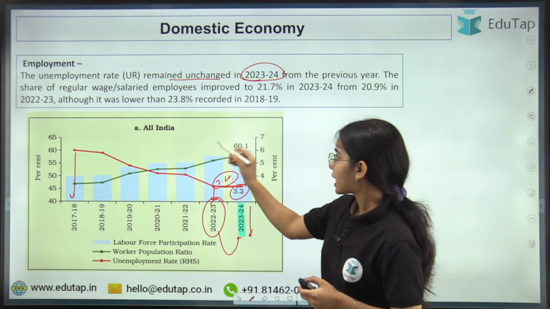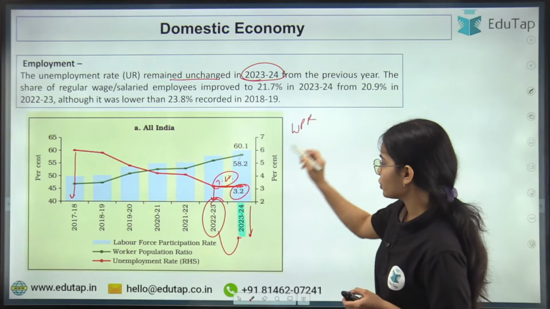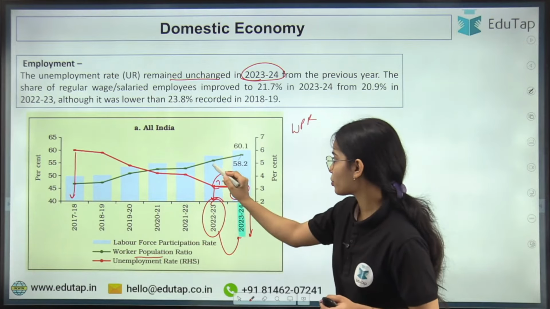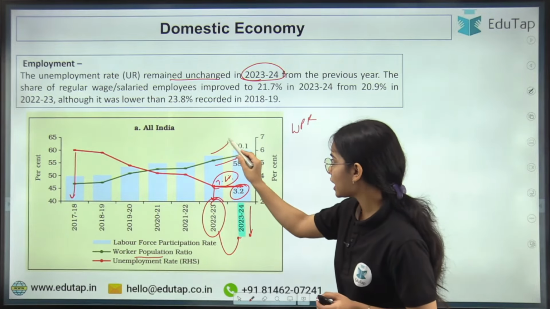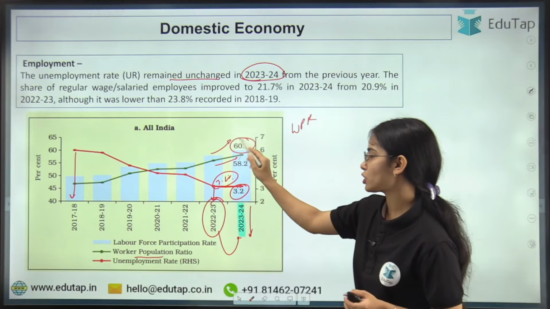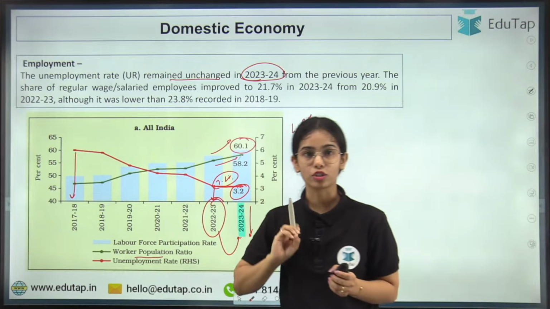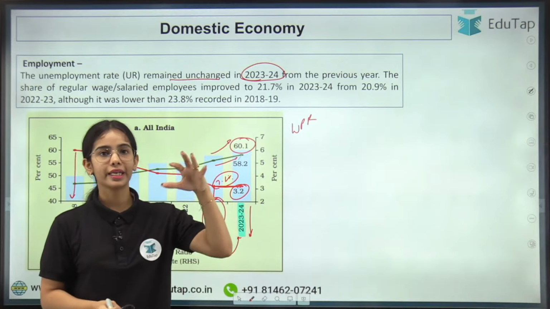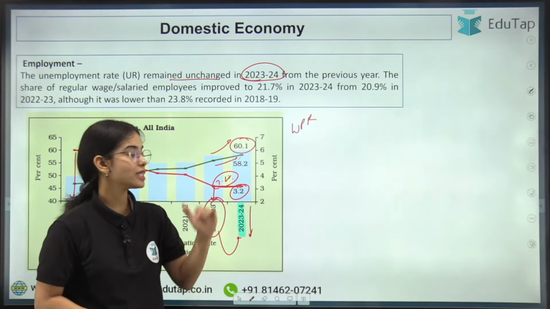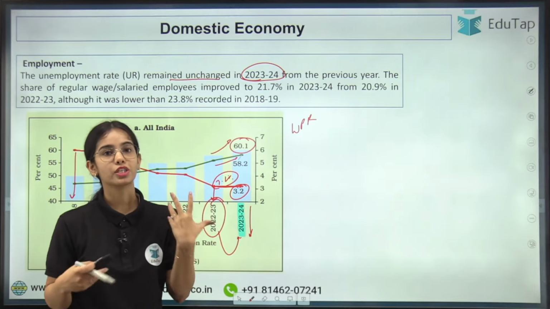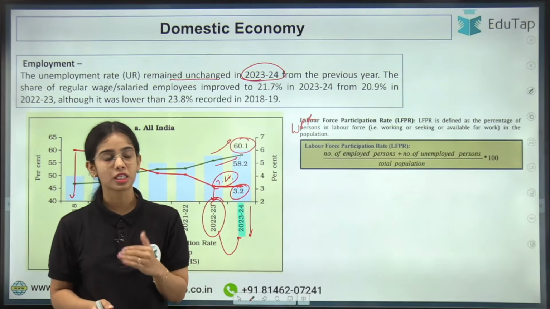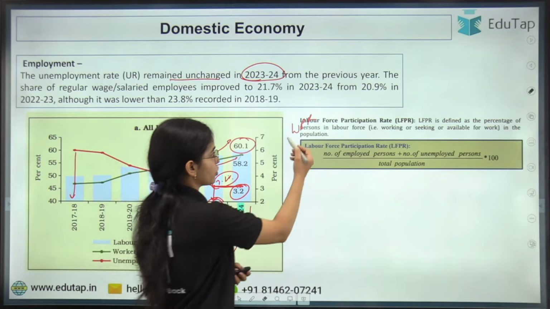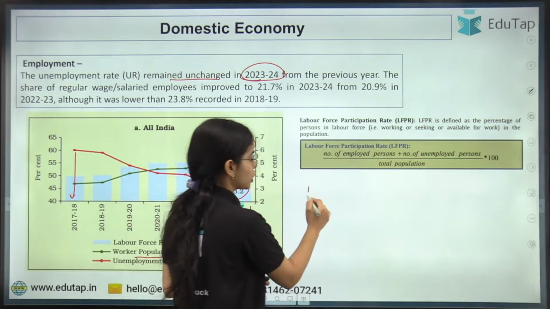Now here you can see that the worker population ratio has increased. The labor force participation rate has also increased. So that is good news that the unemployment rate is decreasing in our country and it has decreased to 3.2%, as well as it is good news that the worker population ratio is increasing. Now what is the labor force participation rate? First of all, what is labor force? What is labor force?